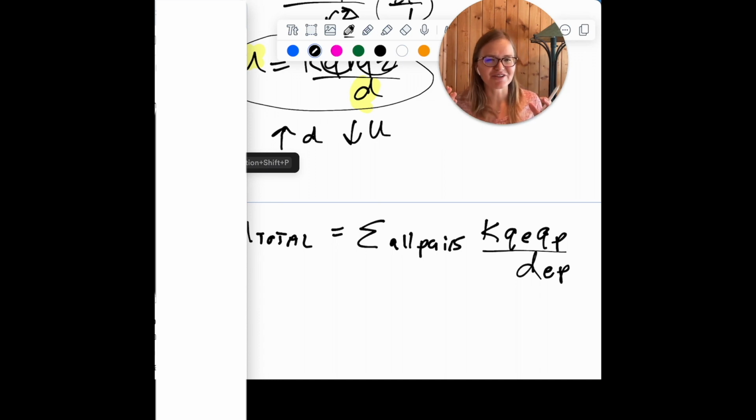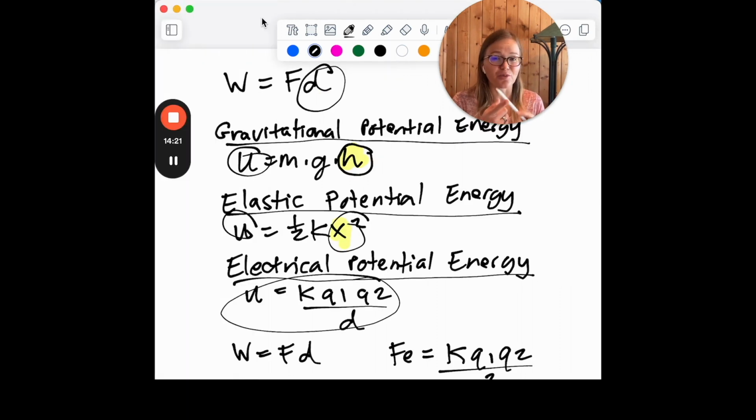So, I hope this explanation gave you a deeper understanding of this question, and I hope it also gave you a good review of all the different types of potential energy, because you should have memorized the equation for work, the equation for gravitational, elastic, and electrical potential energy, understand what they are, and be able to plug into those equations and manipulate them for the MCAT.